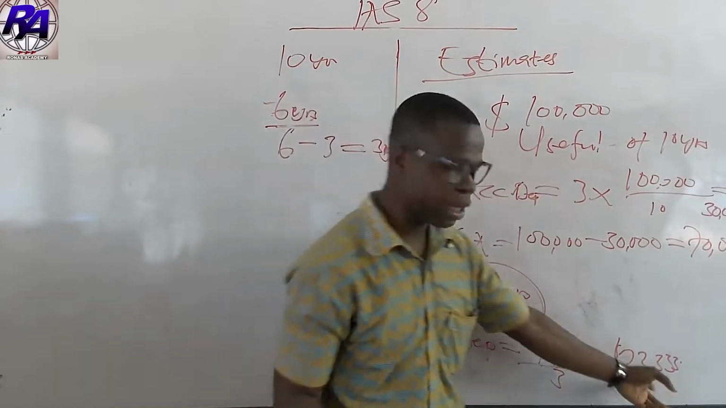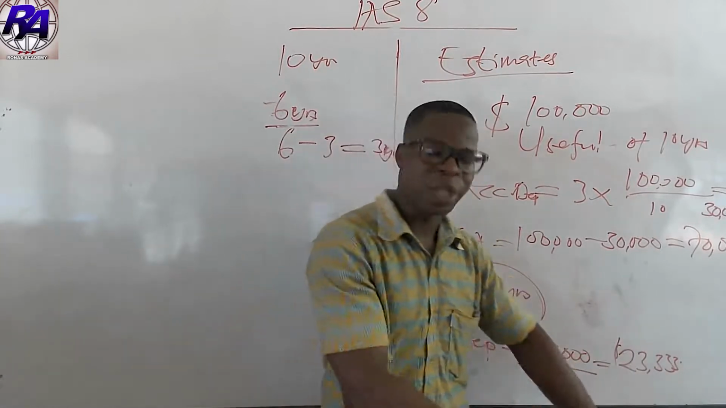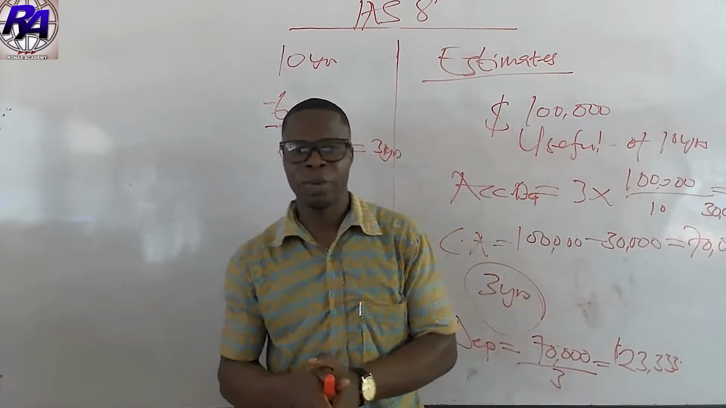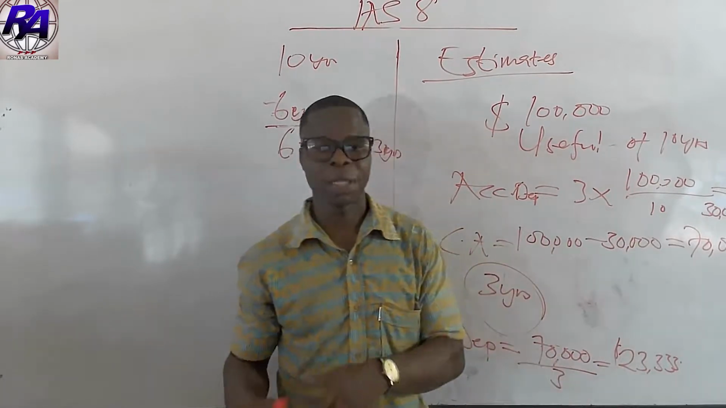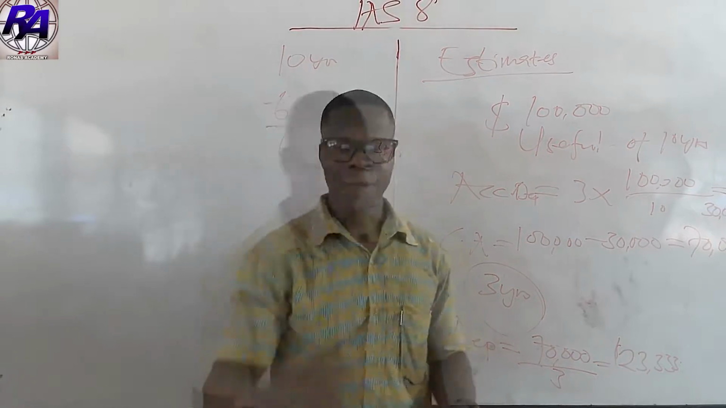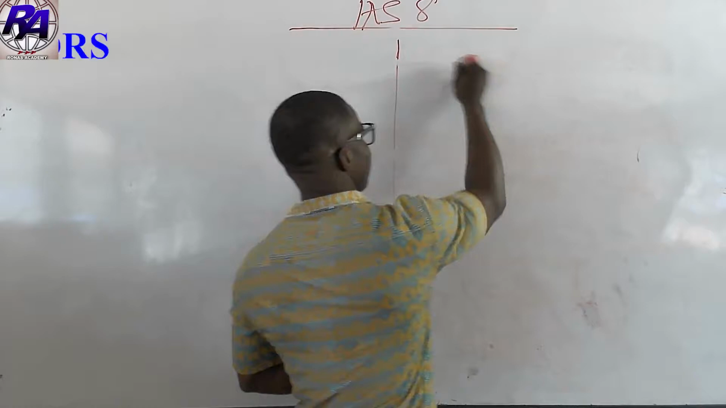We are just treating it from the day that the information was available to us, from the day that the new development was made available to us. That differentiates accounting estimate from accounting policy. Let's look at the final part of the standard IAS 8, and that is errors.